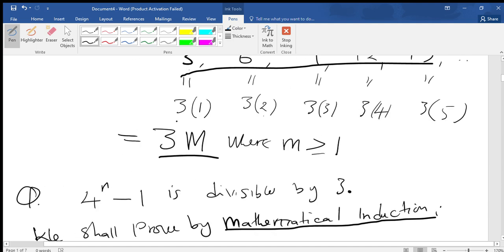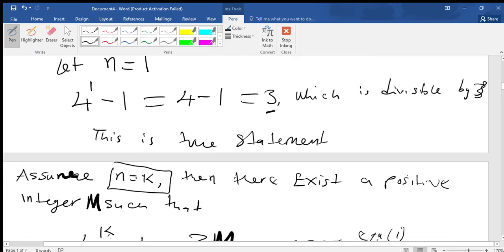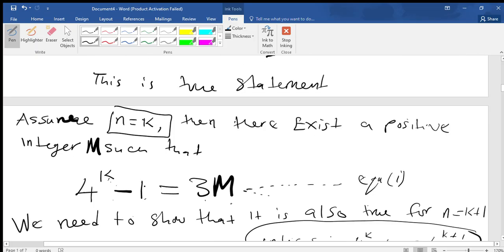Then from there you go to assume that n equals k. Then there exists a positive integer m, such that if we substitute n to be k, we are going to have 4^k minus 1. So if this is divisible by 3 when n is equal to k, then the answer should be equal to 3m. This will become our first equation.